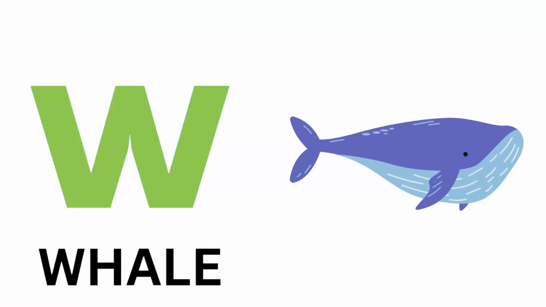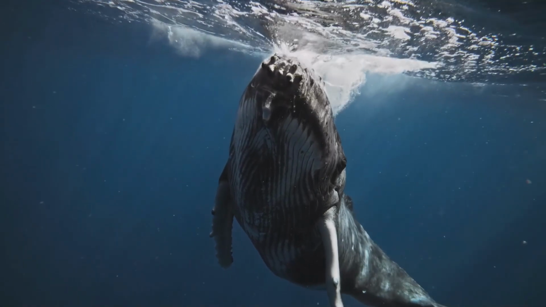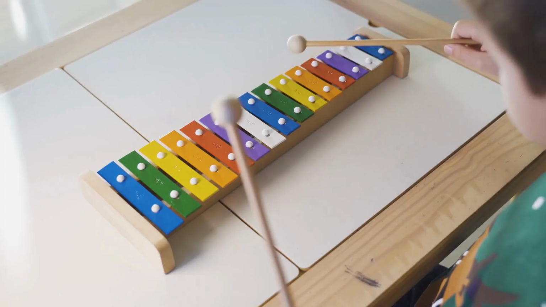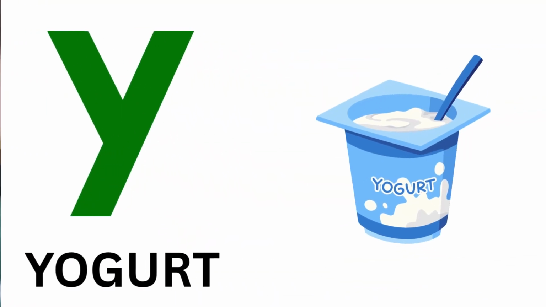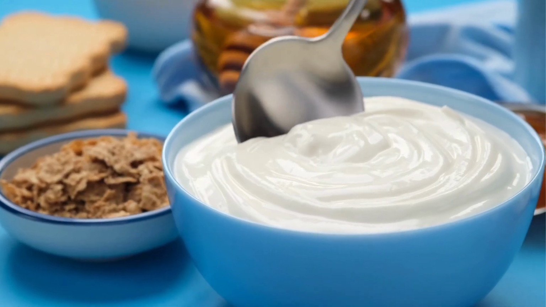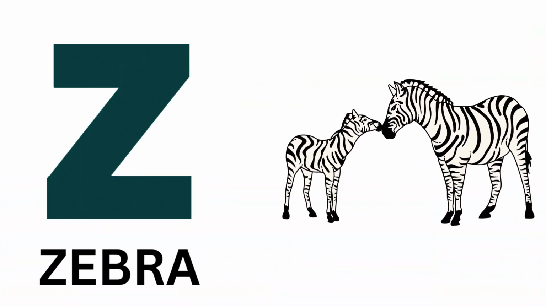W is for whale. Whale. W is for whale. X is for xylophone. Xylophone. X is for xylophone. Y is for yogurt. Yogurt. Y is for yogurt. Z is for zebra.